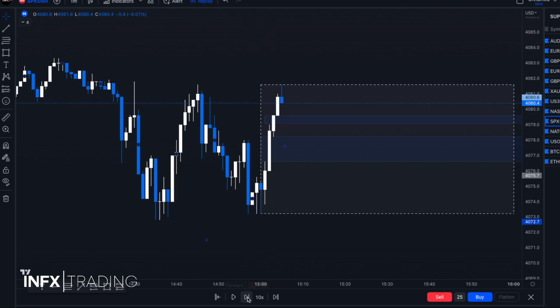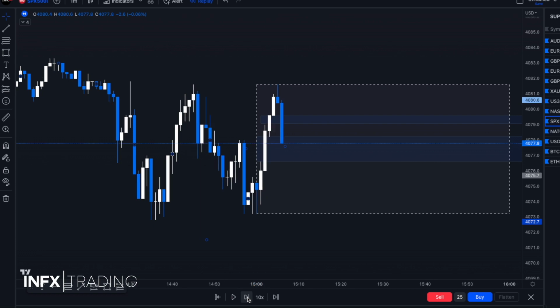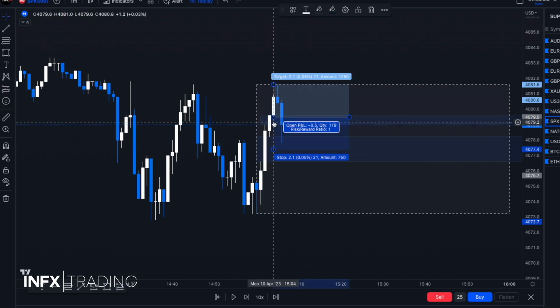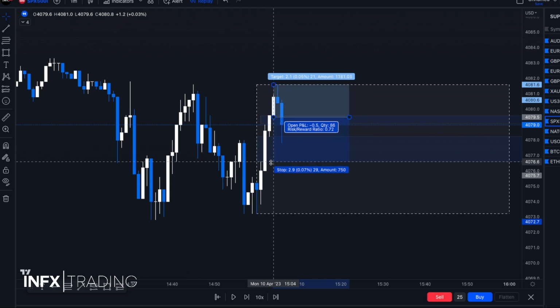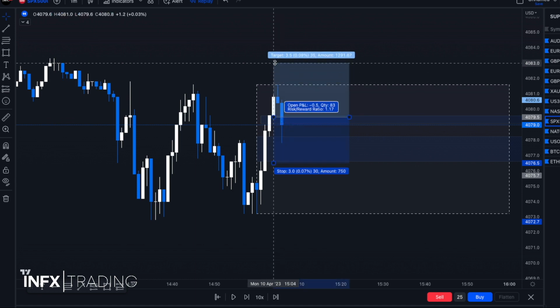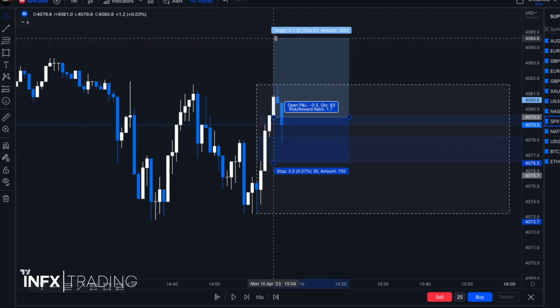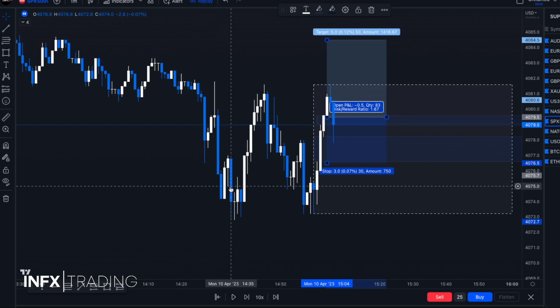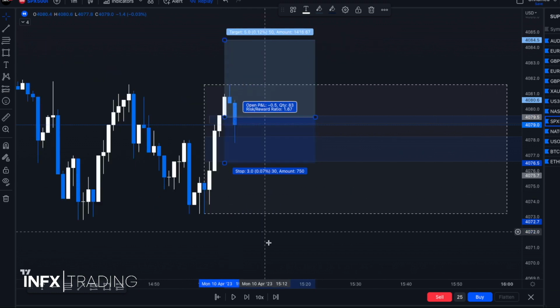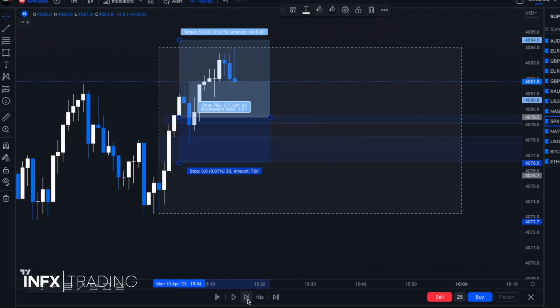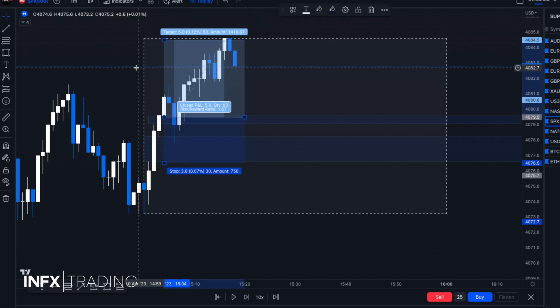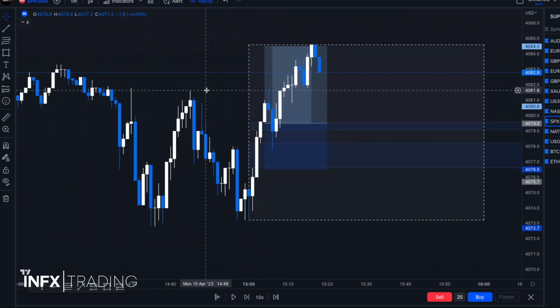Nothing yet. Okay, so tapped into this one. Would we have entered on this one? Let's say we would have entered on this one. Okay, 3 pips. It's conveniently right below the fair value gap there, and we're going for a 5. Let's see how this does. Okay, another win. So it does work.